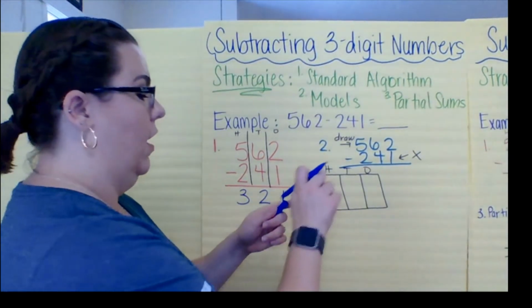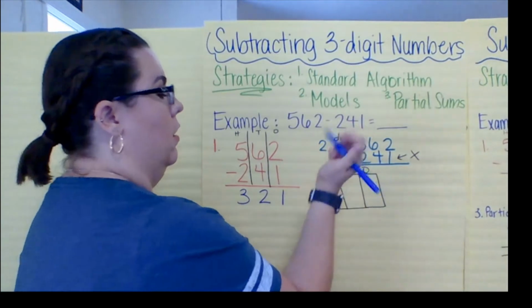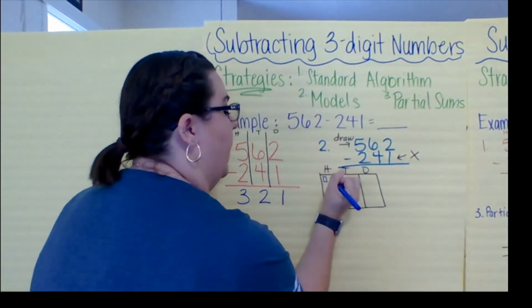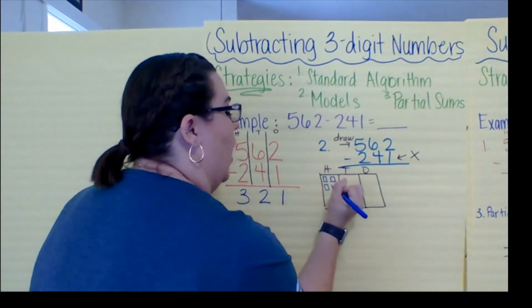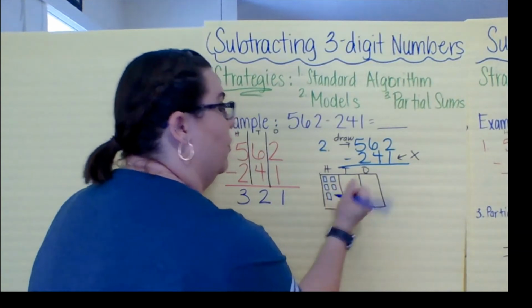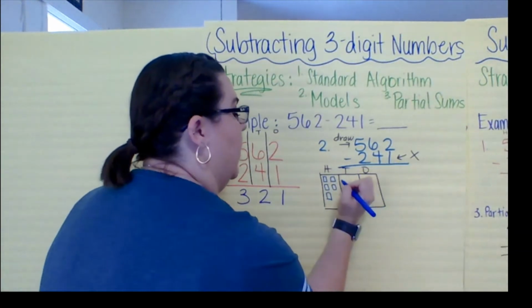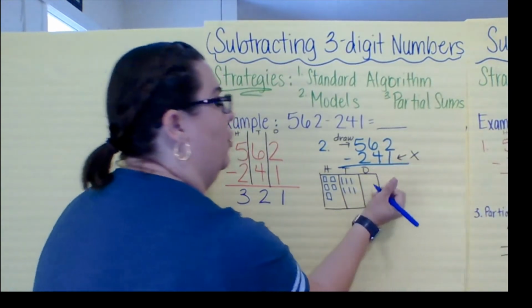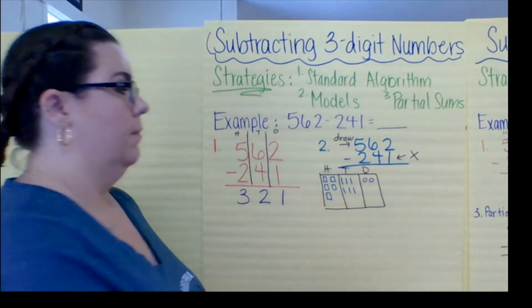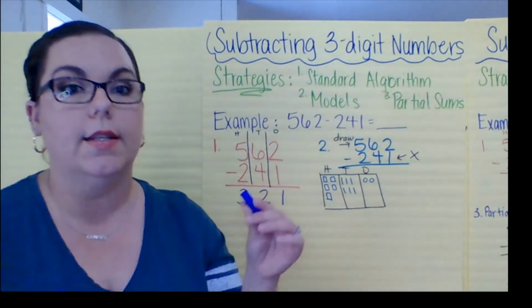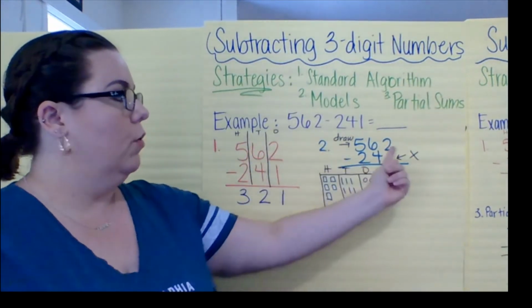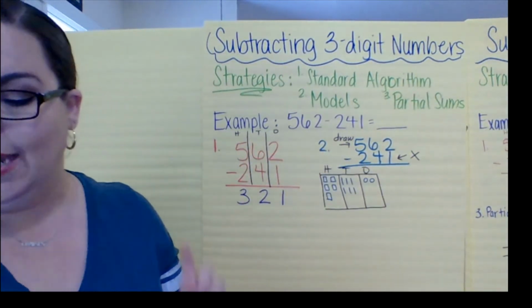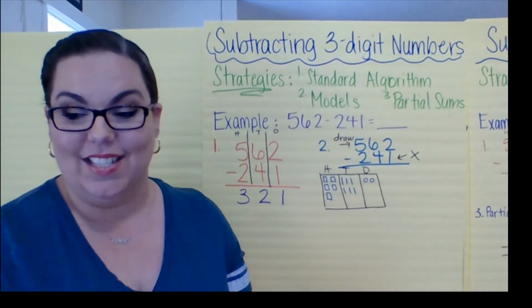So we have how many hundreds? 5. So I'm going to draw 5 boxes. And then I'll move on to the tens. I have 6 tens. 1, 2, 3, 4, 5, 6. And 2 ones. 1, 2. Just like that. All right, step 1 is done. That's drawing out each of your numbers. Next, we're going to do the X's, okay?